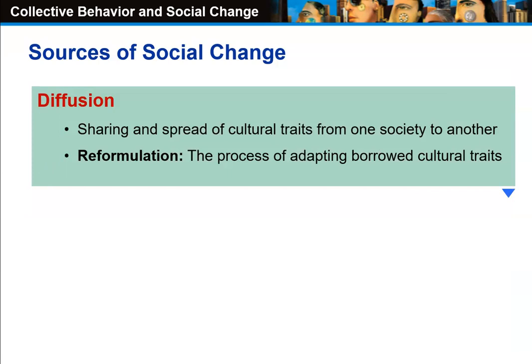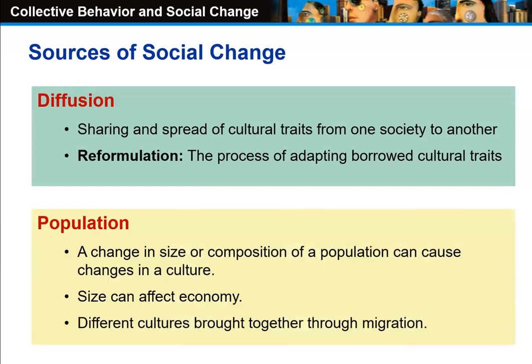Diffusion is sharing and spreading cultural traits from one society to another. Reformulation is the process of adapting borrowed cultural traits. And we see this quite a bit in the United States. The United States is famous for its diffusion, the adopting of other cultural ideas.